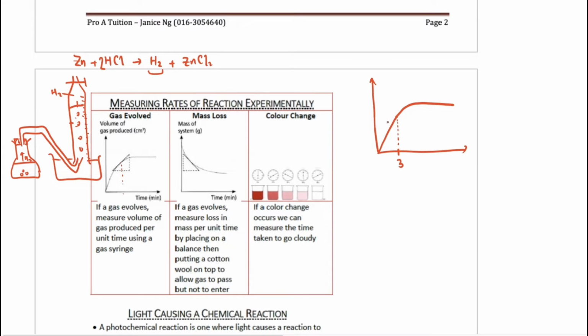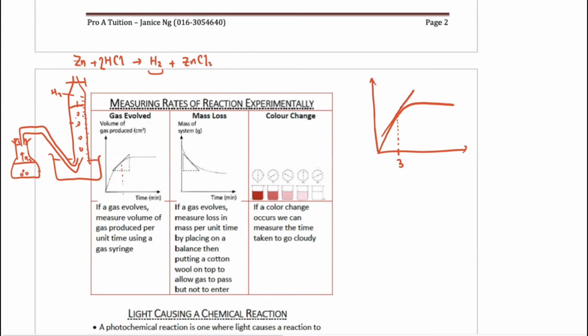Then this is not tangent, because the idea of tangent is it must touch the graph only at this point. So you have to put your ruler in something like this. How do we know the tangent is correct? You see this gap is getting closer and closer, then it closes up at 3. And then the gap keeps opening after that.